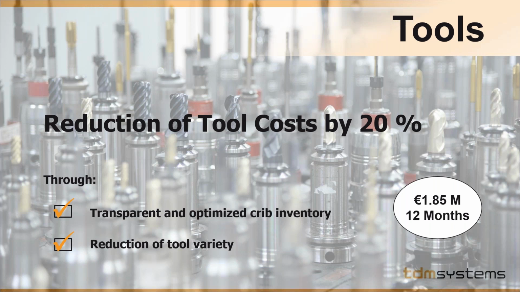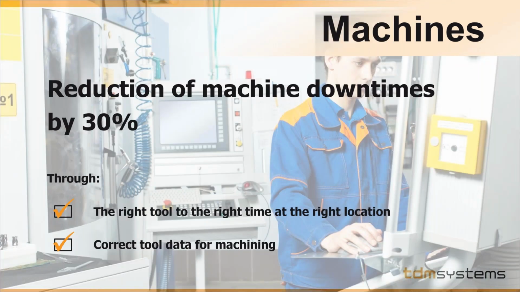So let's have a quick look at the machines. What you want to do in the machines is, of course, reduce downtime. Machines should produce parts, cut metal. And of course, we want to reduce the cost for failure. And you do this obviously by having the right tool, right place, right time. And this is, of course, great in combination with the tool presetter. You measure the tools, you put them in the machine, and you're more or less good to go.